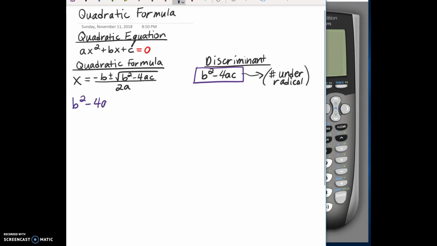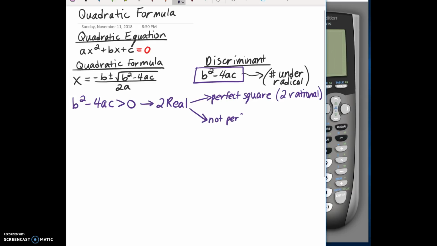B squared minus 4ac is greater than 0, meaning it's positive. If that's the case, you're going to get two real answers. And then we have two branches that come from that. If you have a perfect square number, for example, 16, if you take the square root of 16, you get 4, which is a rational number. So we will get two rational numbers, or rational solutions. If it's not a perfect square, you will get two irrational.